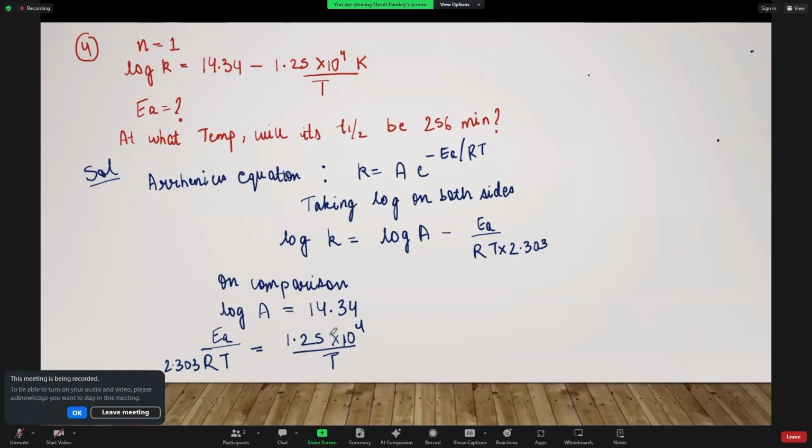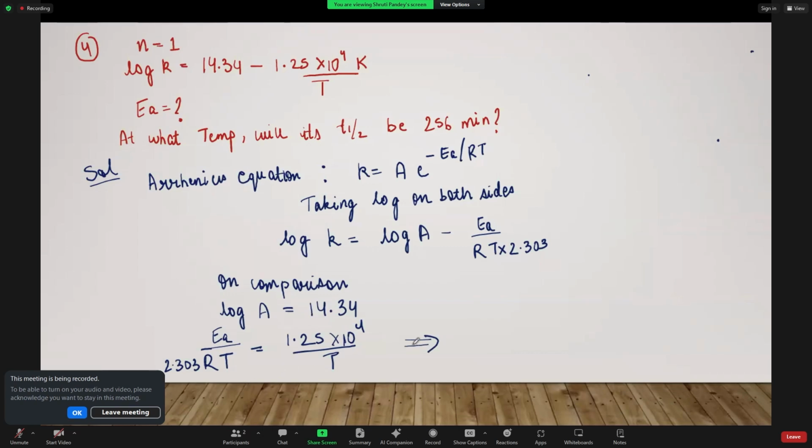ठीक है, अब आपको क्या करना है, आपको दिख रहा है कि दोनों तरफ both the equations they are divided by temperature, divided by T. ठीक है, so I mean T is common over here, तो आप इस चीज से ऐसा भी लिख सकते हो कि यहाँ पे the units are in SI units.